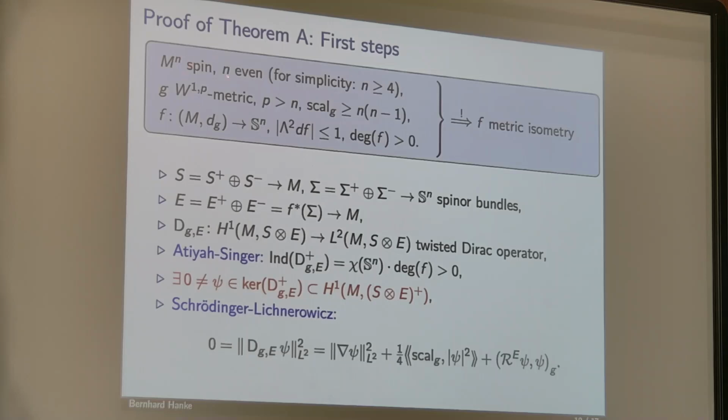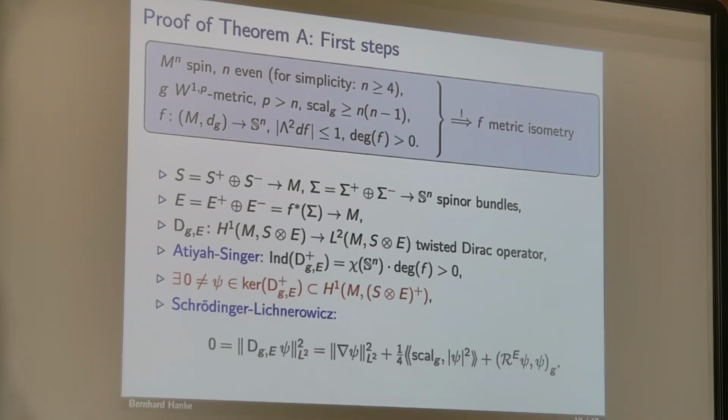I have a spin manifold, n is even. For simplicity, I assume n is at least 4, so that I do not have to make this case distinction here. Then I have a low regularity metric g, and I have the lower scalar curvature bound. f is my comparison map to the round sphere, and I have the two vector assumption, and the degree I can assume is different from 0, but up to orientation, it's actually larger than 0. And I want to prove that f is a metric isometry.